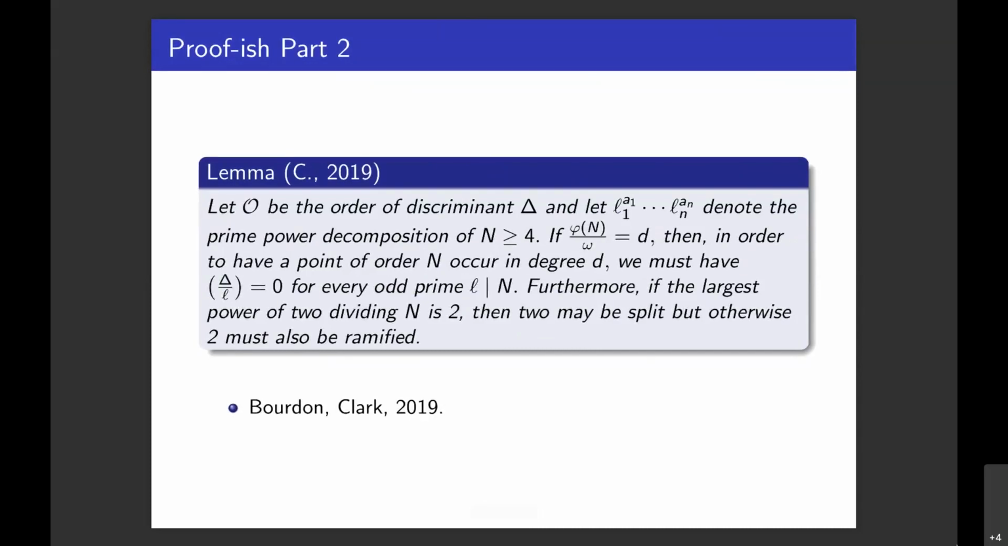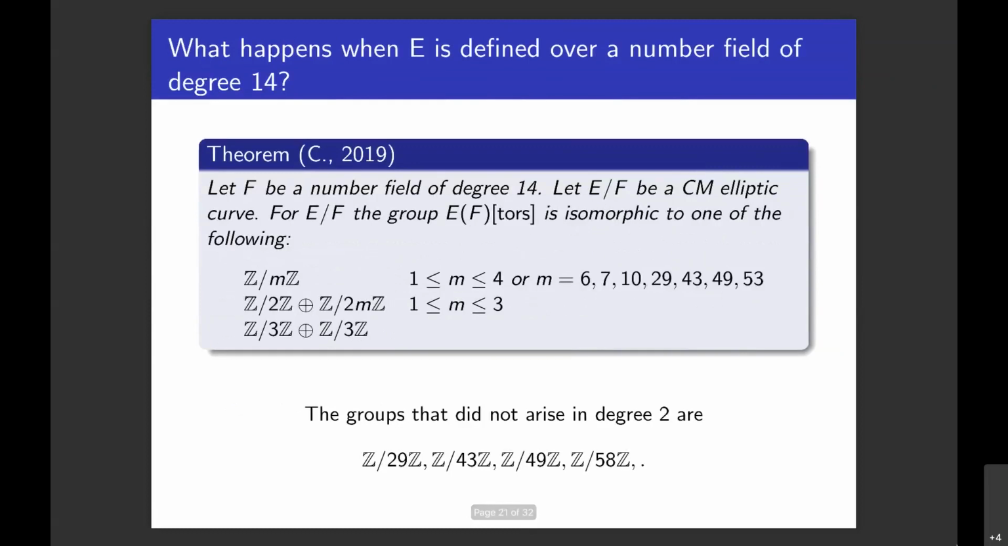Bourdon and Clark's 2009 work has much more explicit divisibility and least degree conditions. They're a little notationally heavy, so they're not very pretty. But those also helped me narrow down some possibilities. And then lastly, we constructed examples. So if we look at that list again, 29, 43, 49, 58, we were able to construct examples.